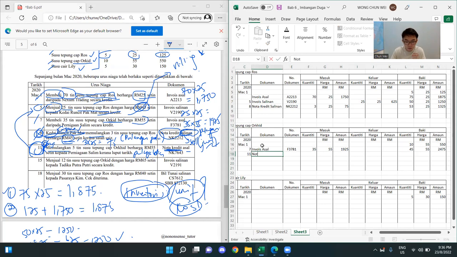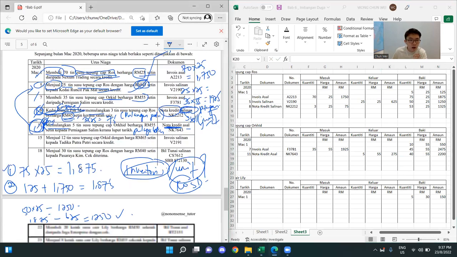So nota credit, NK7643. So keluar berapa unit? 5 setiap berharga 55. So 5 times 55, you will get 275. And then the quantity will be, nah, ini keluar ya. So your baki will be 45 minus 5, you get 40. Then the harga sama 55. Then the amount, you use the quantity times the harga, you get 2,200. All right. Okay. Next 11 down, we go 15.